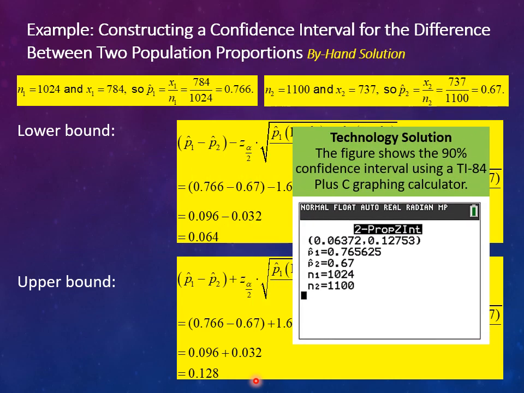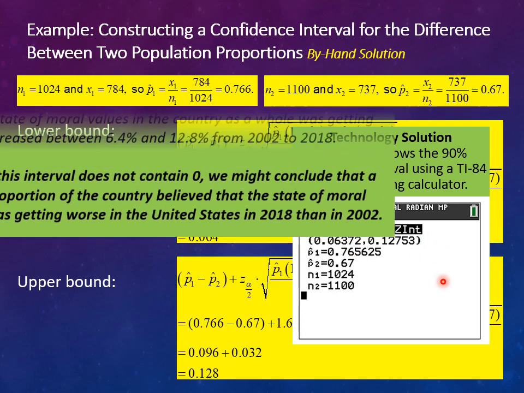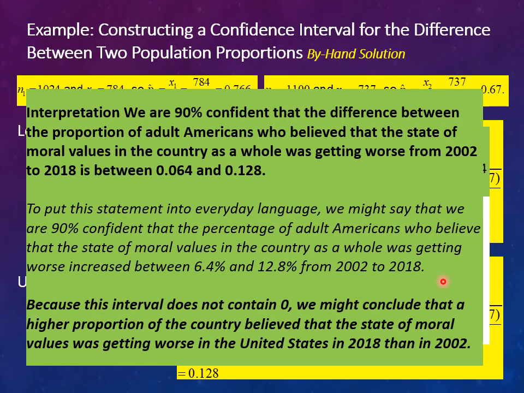If we used a TI-84 calculator, you see that we get roughly the same values, 0.064 and 0.128, for the lower bound and the upper bound. So our interpretation is that we are 90% confident that the difference between the proportion of adult Americans who believed that the state of moral values in the country as a whole was getting worse from 2002 to 2018 is between 0.064 and 0.128.